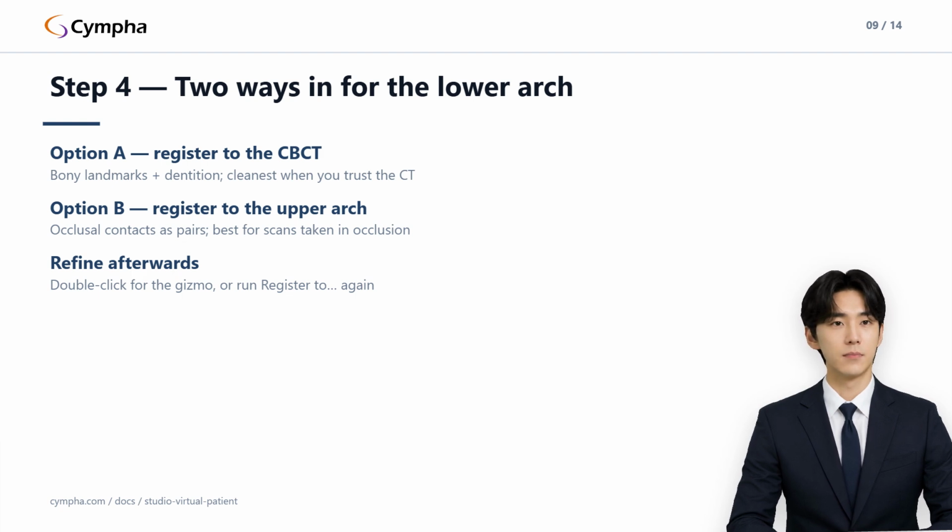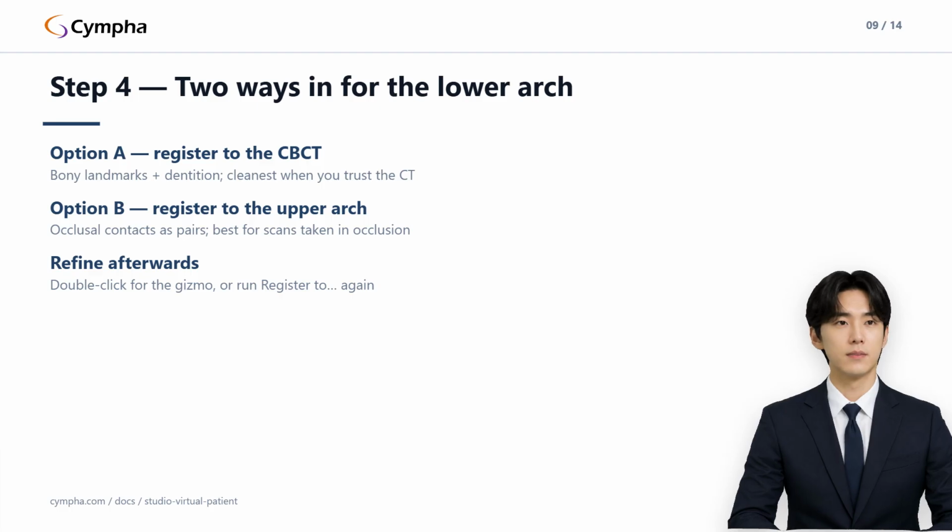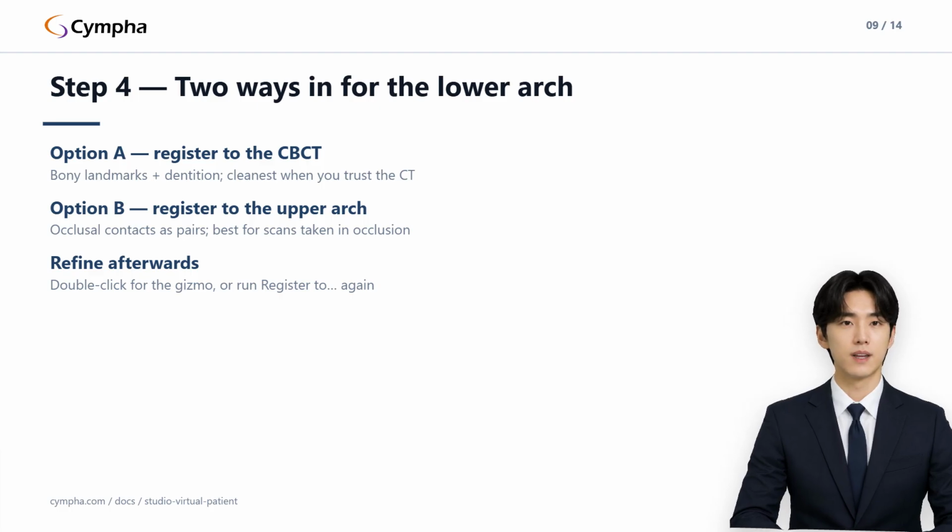Now the trap this step is famous for. When registration starts, Studio snapshots which layers are visible, and during target picks it restores exactly that snapshot. So if the CBCT was hidden when you began, your target clicks simply cannot land on it. Turn the CT back on before you open Register to, not after.